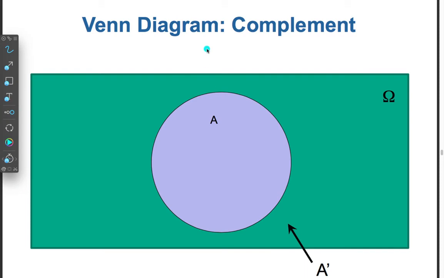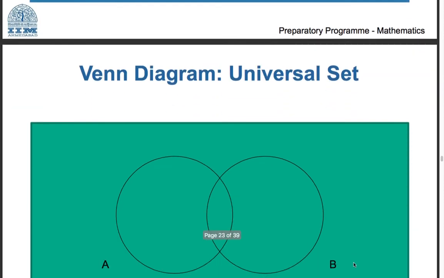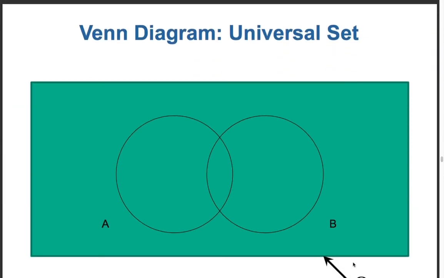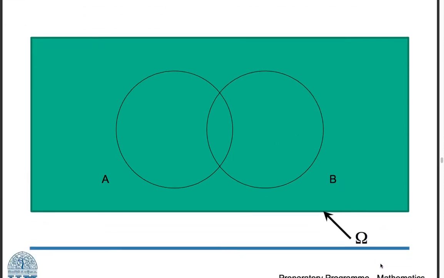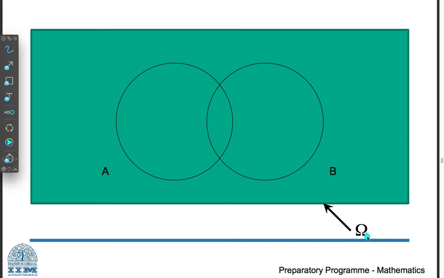Here, Venn diagram for complement set. Here the big box is the universal set denoted by omega. Here circle A is set A, and the green portion outside the circle is A complement. Here the complete box is green. The first circle A is also green and the second circle B is also green. So this is the symbol for the universal set, denoted like this.